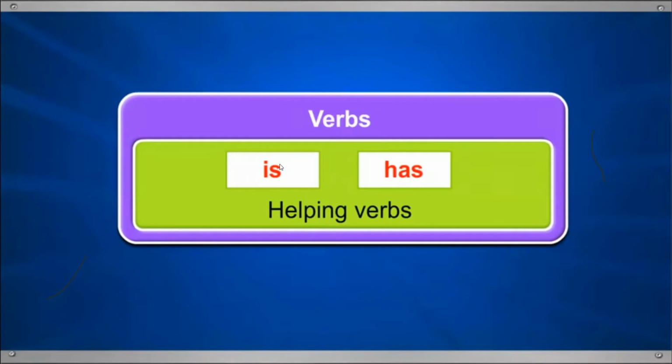Please write down is and has. These two verbs are called helping verbs or auxiliary verbs. Helping verbs or auxiliary verbs. Helping verbs: is, are, have, has. These are called helping verbs.